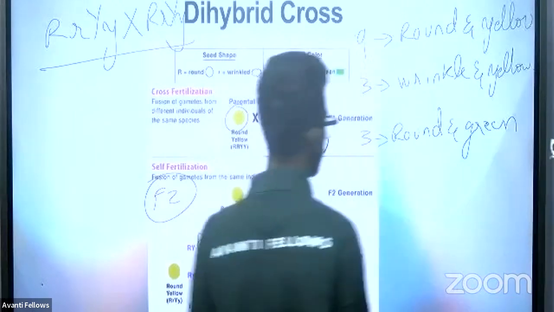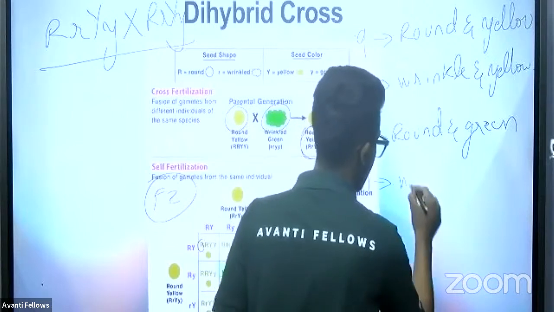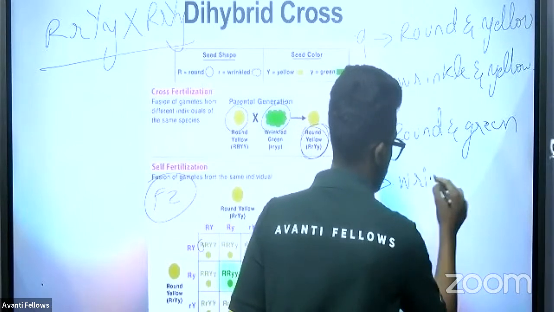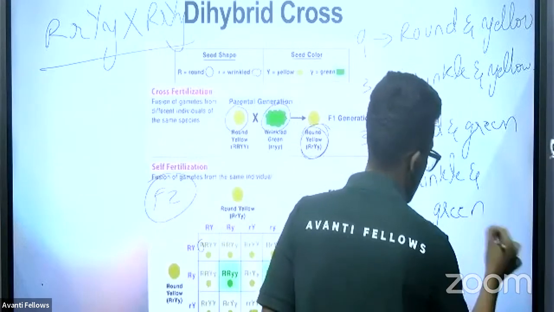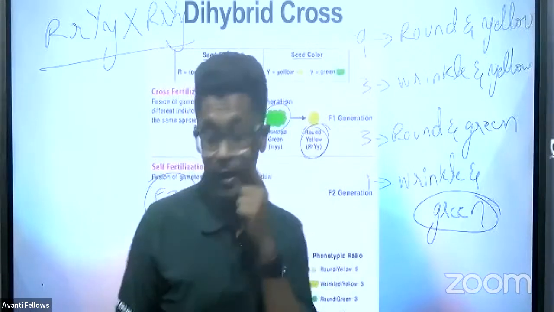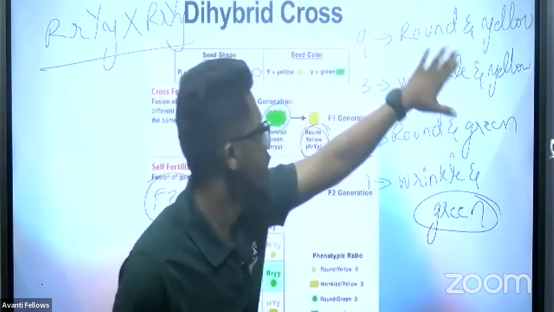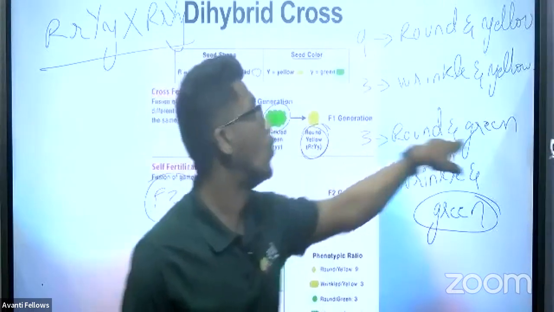Okay, round and green. My handwriting is bad, I'm sorry. One of them was wrinkled and green. Now, this phenotypic ratio tells us a very important thing. What is that? We have nine of them that were round and yellow, three of them were wrinkled and yellow, three of them were round and green.